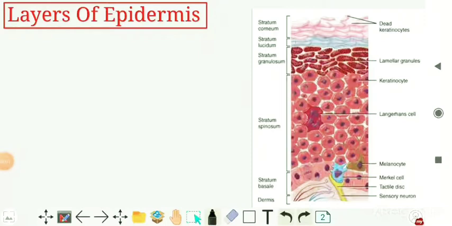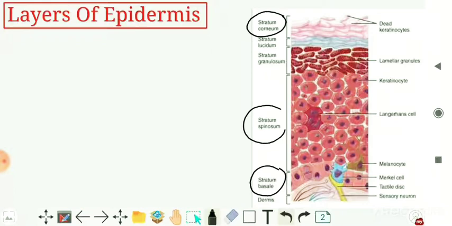Today I'm going to talk about layers of epidermis. There are five layers of epidermis starting from the stratum basale, which is the deepest layer of epidermis, and the stratum corneum, which is the uppermost layer of epidermis. Stratum basale is followed by stratum spinosum, then stratum granulosum, then stratum lucidum.